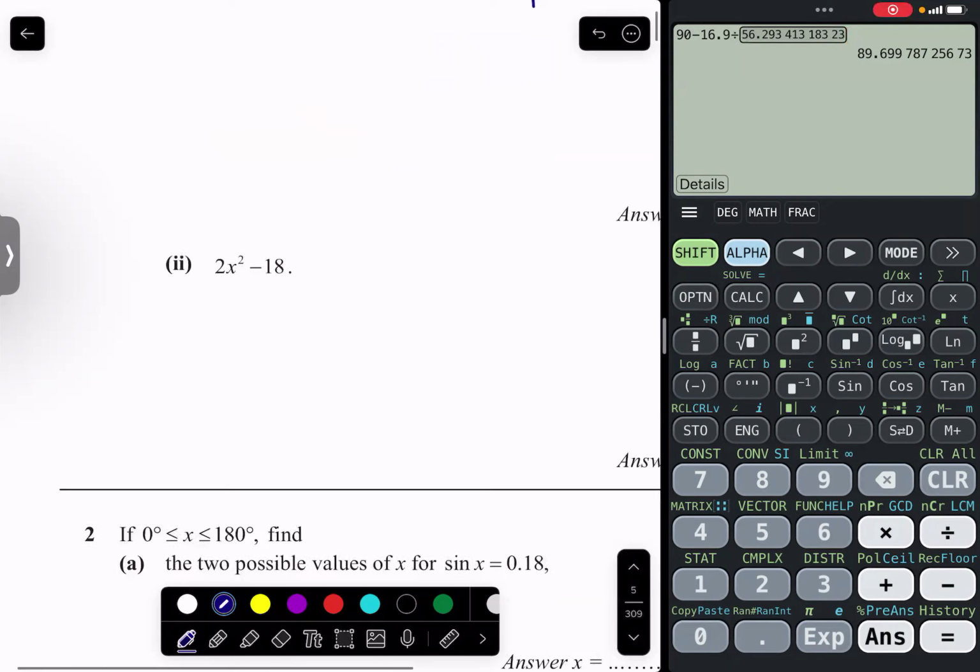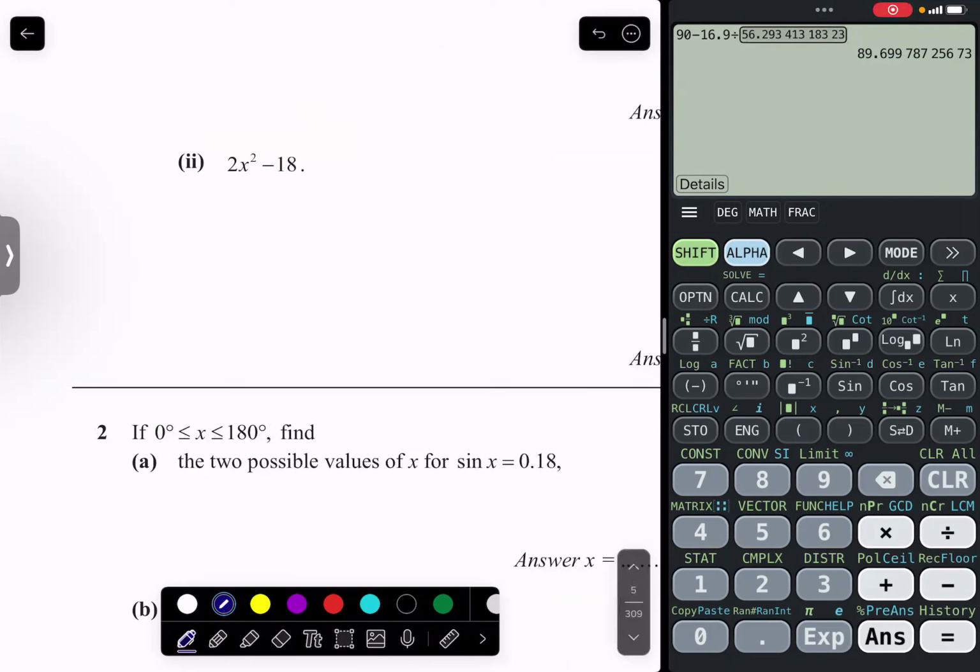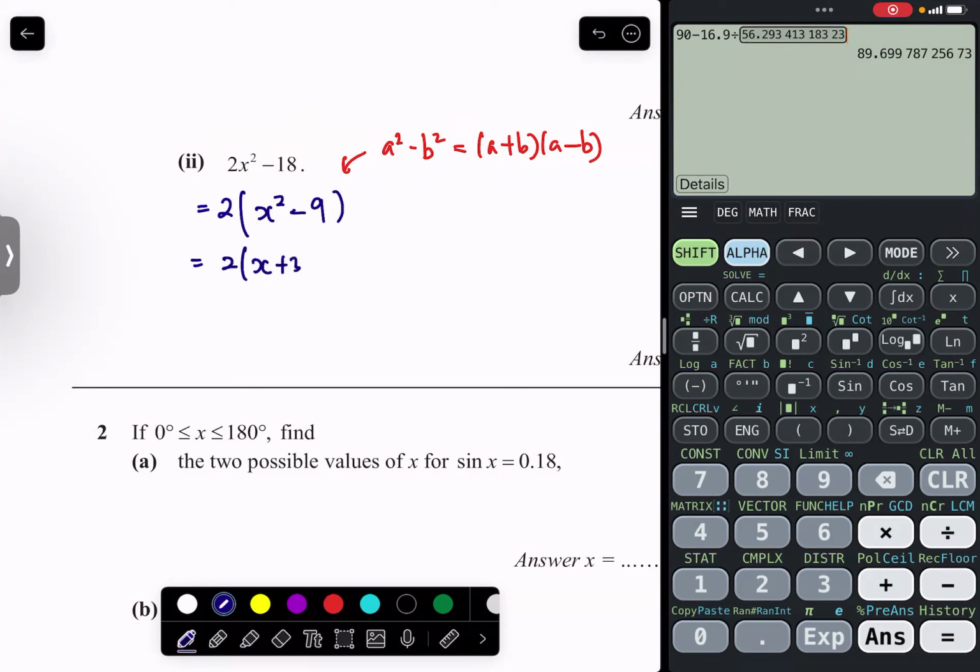Okay, part 2, 2x squared minus 18, factorize. The first thing we notice is that 2 is a common factor. So when we take it out, it's 2 times x squared minus 9. And when we have two terms, we must always check, is it a squared minus b squared situation? If it's a difference of two squares, it's going to be a plus b, a minus b. So it'll be 2 times x plus 3, x minus 3.